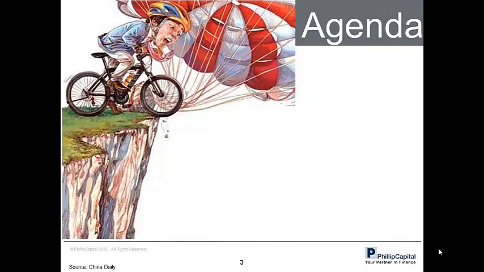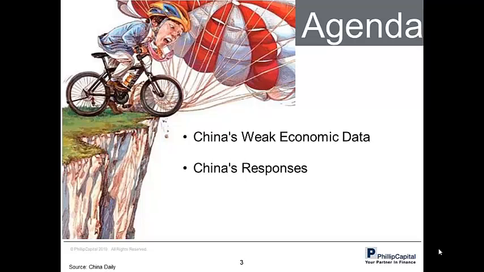Agenda for this session. We will first look at China's weak economic data. Then, with this backdrop, we will discuss China's responses. China's responses provide an opportunity. Although we cannot participate in their closed equity market, we can participate in the commodity market using futures contracts as a proxy to capitalize on this opportunity.